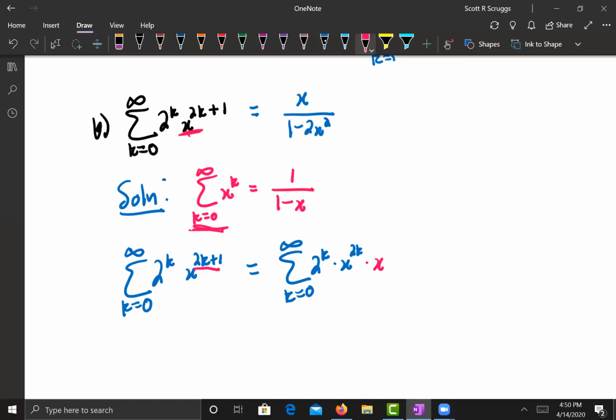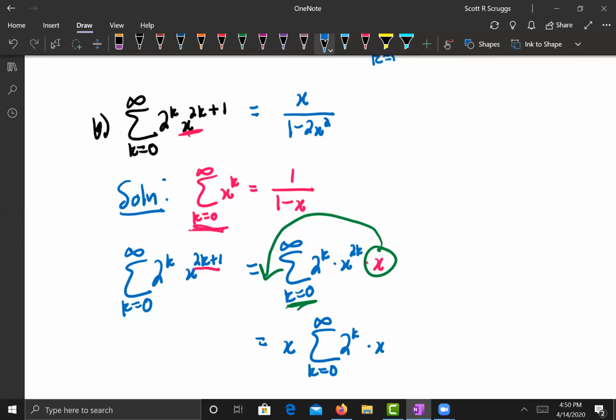Now this x has no k with it. It has no relationship with that index k. Because of that, this x circled is treated like a constant in the series. So I am allowed to move that outside of my series to get x times the sum from k equals 0 to infinity of 2 to the kth power times x to the 2k.